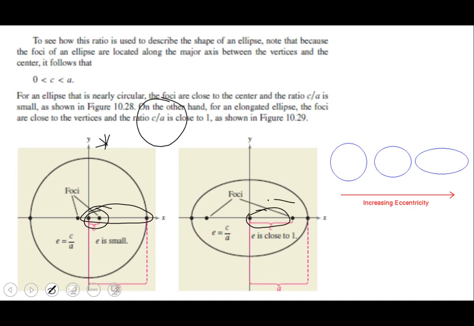Over here on the other side, let's say that you have a foci that is far away from the center. If you then try to find the ratio with A, which is the distance to the end, you're going to get a value that's much closer to 1, which means you're going to have a much more oval shape. So again, generally speaking, the larger the eccentricity, the more oval your graph should appear.